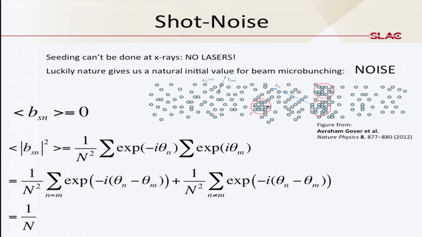It's pretty easy to describe mathematically, because we know our bunching factor is this sum of phase terms. If we assume that all the phases are random, the average bunching factor is zero. However, if you compute the square, it's the same calculation we did at the beginning with spontaneous radiation. All the cross terms are zero, but the terms for n equal m are non-zero. So the bunching power from noise is 1 over n, where n is the number of particles in the whole electron beam. You can define it that way.